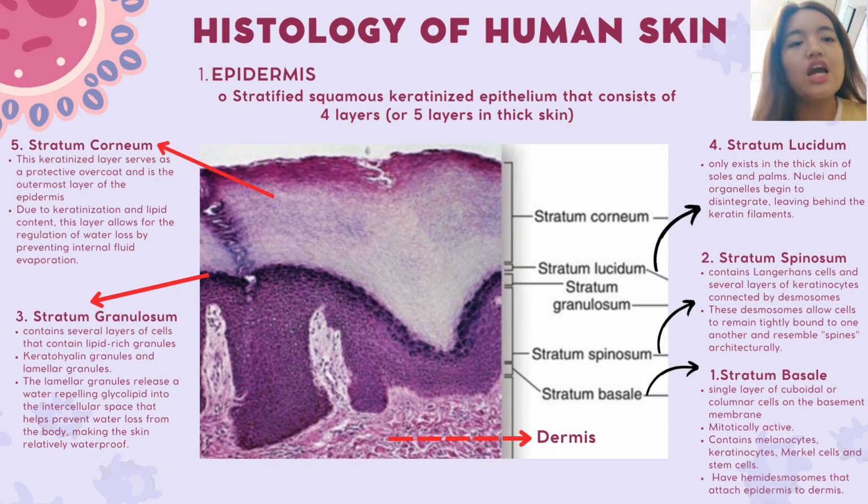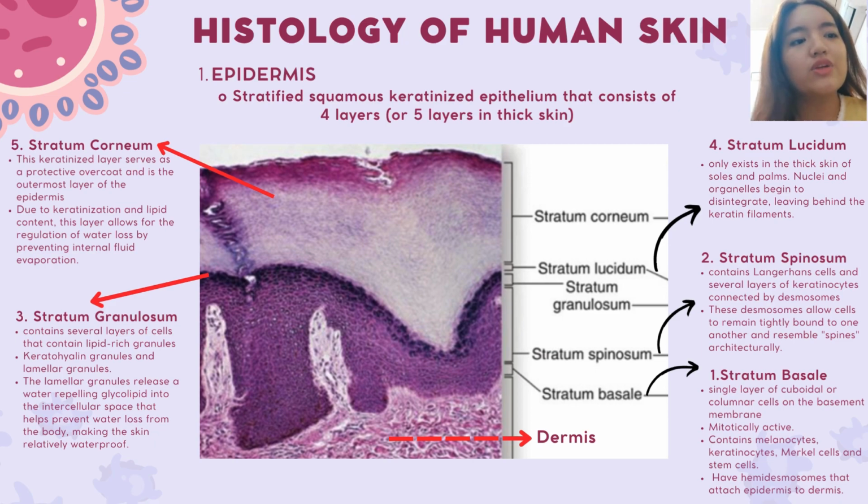As you can see on the picture, the dermis is the second layer of the skin and the epidermis is on top of it. Stratum basale, as the deepest layer of the epidermis, has the hemidesmosomes so that it can attach the epidermis to the dermis.